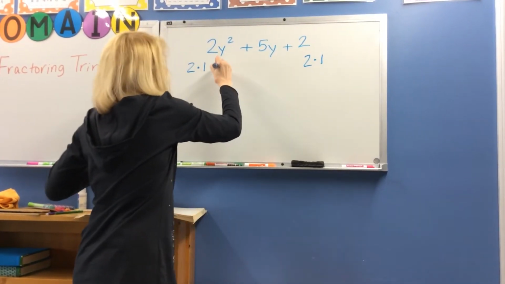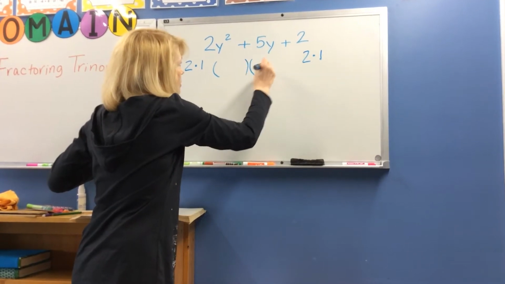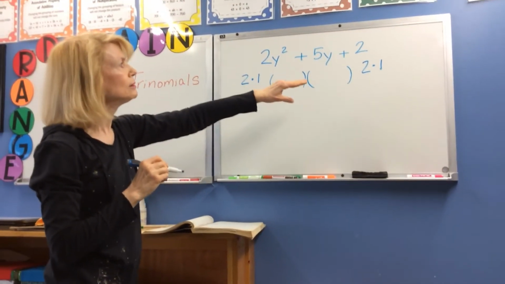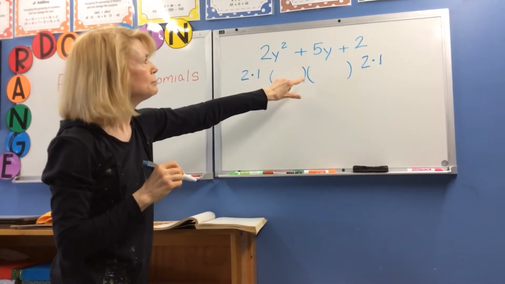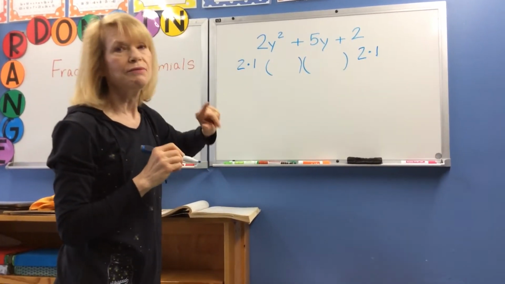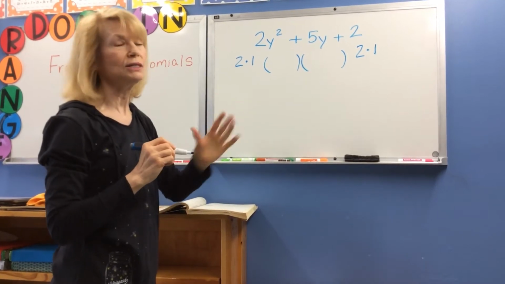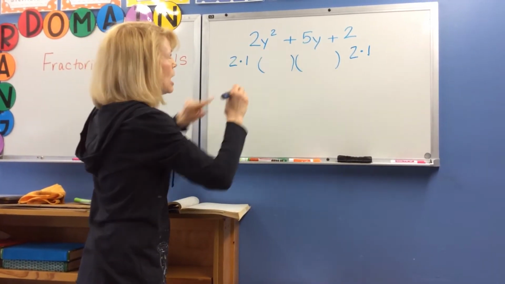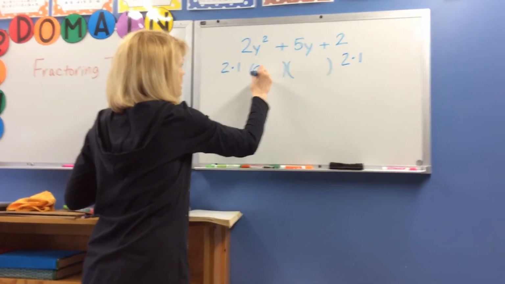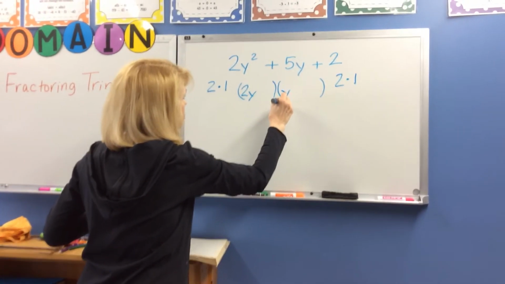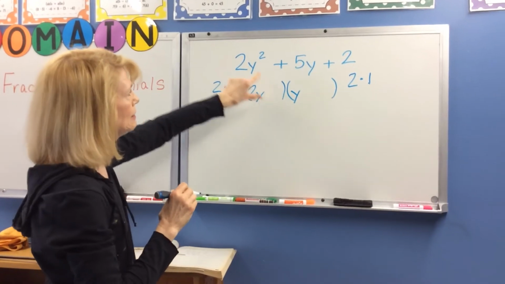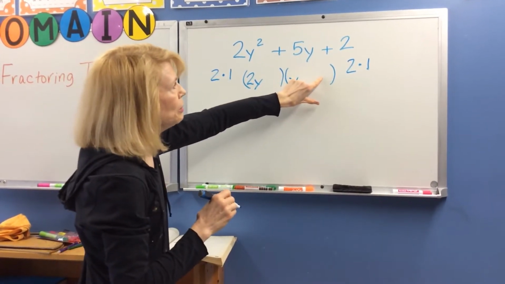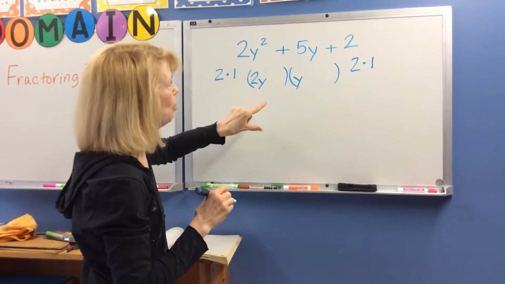And then for our 2 binomials, we have to figure out which one of these numbers goes in which of the 4 positions. Okay, so a lot of this is just trial and error. But this is pretty easy because it's 2y squared. So I know that one of these is 2y and one of them is just y, because 2y times y is 2y squared. So now I need to figure out where to put this 2 and this 1.